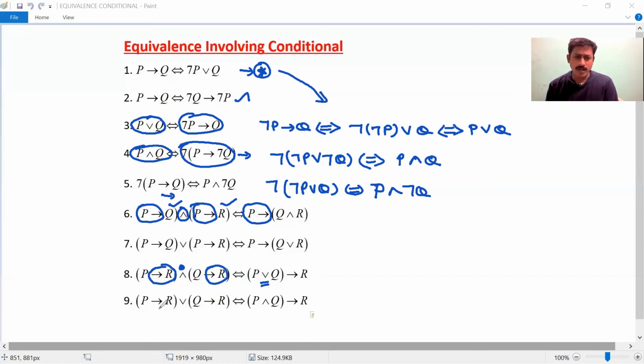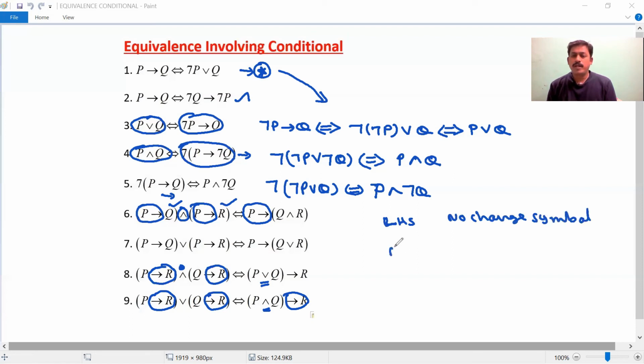Similarly, for the 9th one, you have taken the right hand side symbol R common, and we can write this P or R symbol converted into and Q. If you take the left hand side term common, there is no change in symbol. If you take the RHS here, there will be a change in symbol. This way we can remember the formulas.